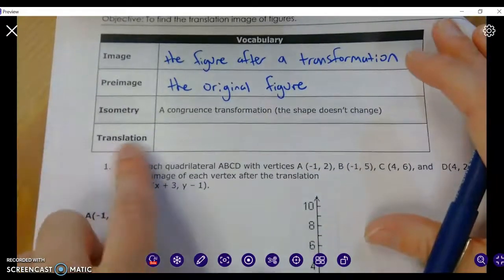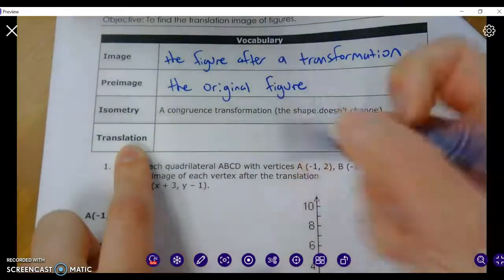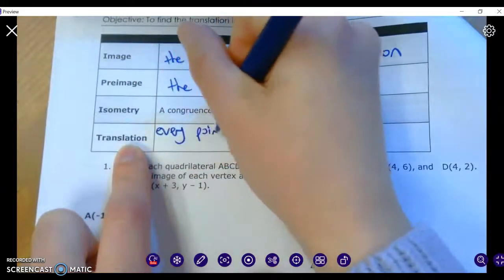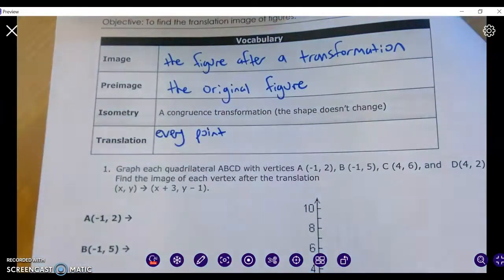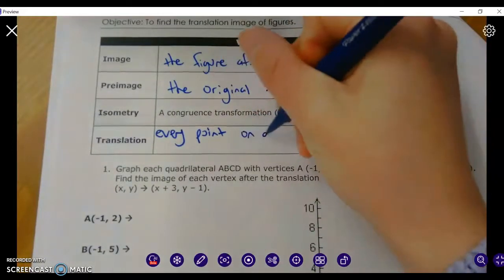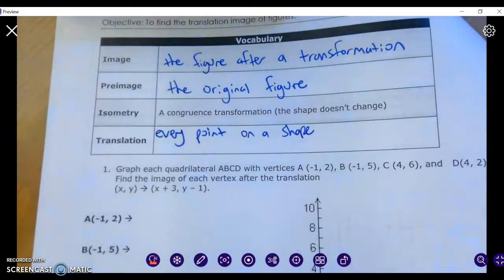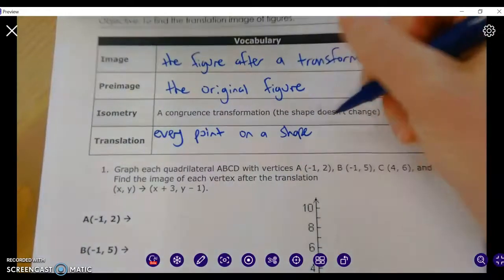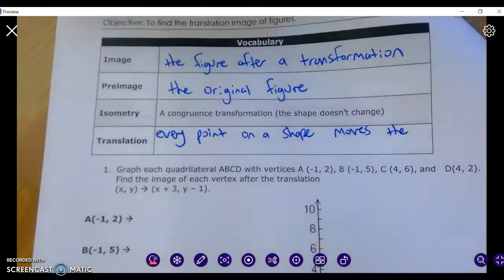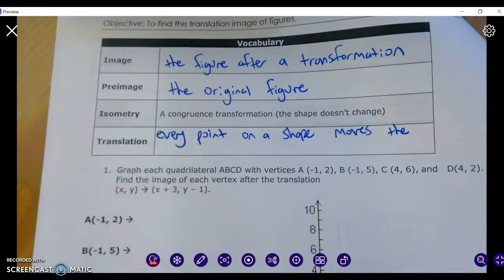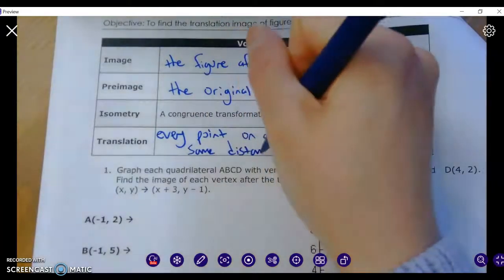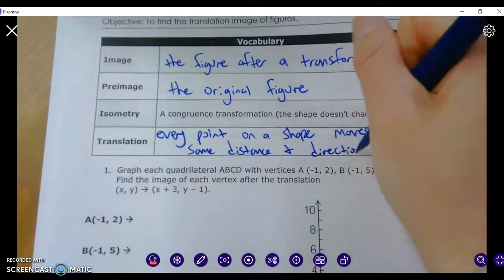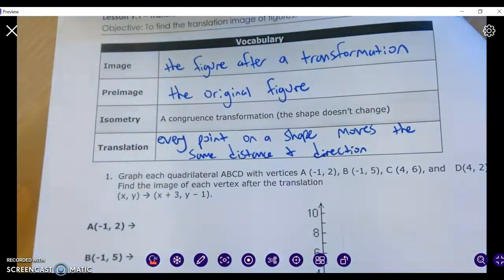So in this section, we're focusing on translations, which is sliding a figure. So with the translation, every point on a shape moves the same distance and direction. Any questions about the vocabulary? Translation?